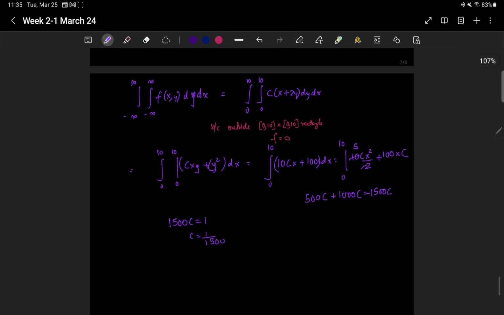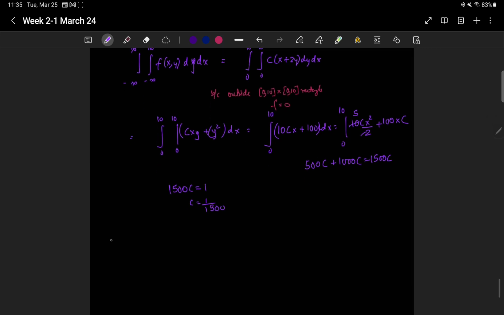So now I have the actual distribution, right? And if I want to find the probability of x less than 7, y greater than 2, I have my c, which is 1 over 1500, and I have my distribution function, (x plus 2y) dy dx. All I need to determine now are the limits of the integral. To do that, I'll look at y first. Y is greater than 2, so it goes from 2 to infinity. And x is less than 7, so it starts at negative infinity and ends at 7.